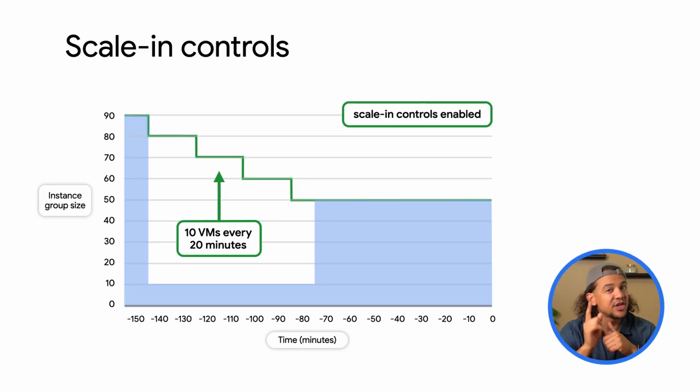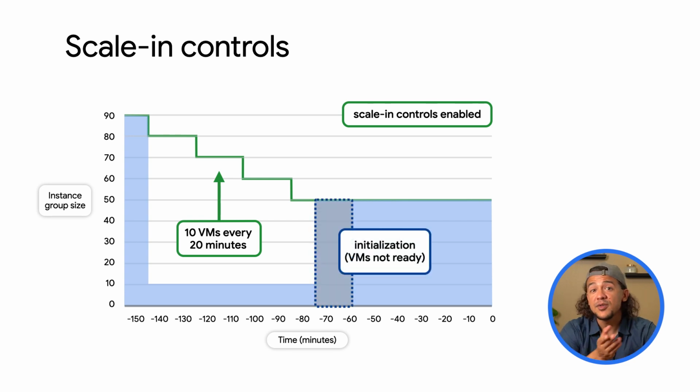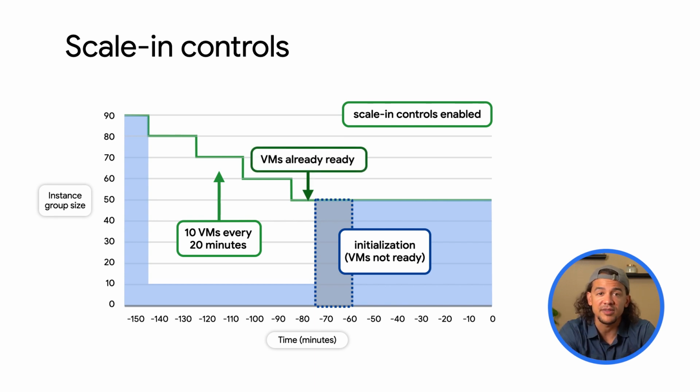Remember that cooldown period I just mentioned before? If your cooldown period is on the long side, by using scaling controls, you'll have the added benefit when there's a sudden spike in demand. You'll already have machines available and you can avoid delays caused by long initializations.